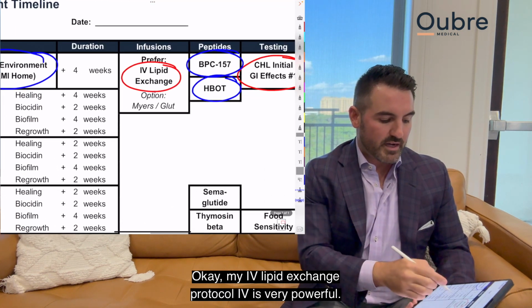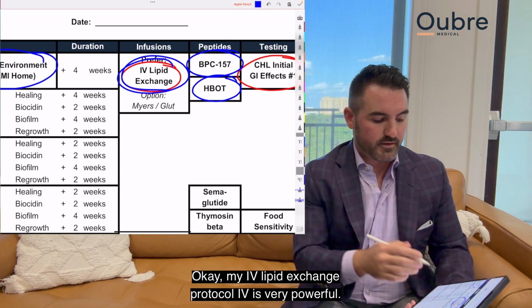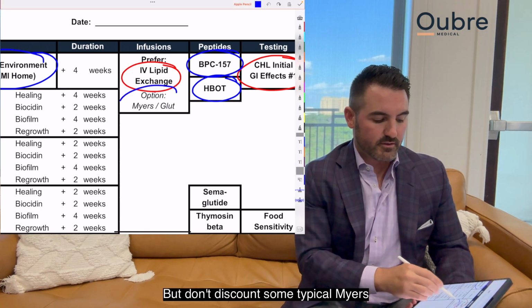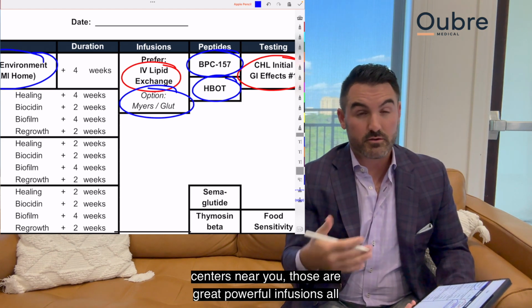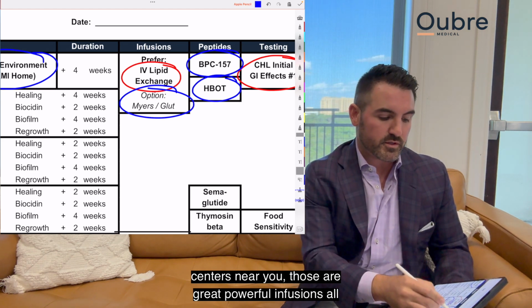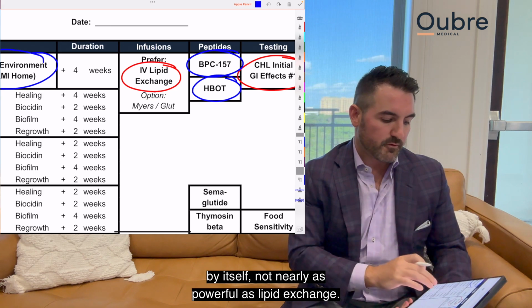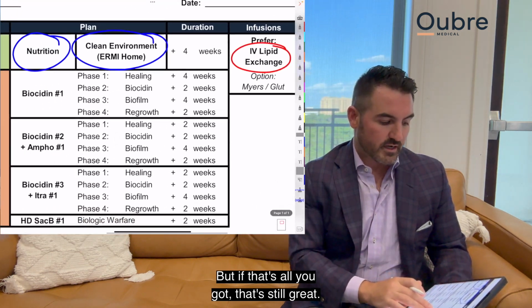Okay, my IV lipid exchange protocol is very powerful, but don't discount some typical Myers and glutathione infusions. If a Myers and glutathione infusion center is near you, those are great, powerful infusions all by themselves. Not nearly as powerful as the lipid exchange, but if that's all you've got, that's still great.